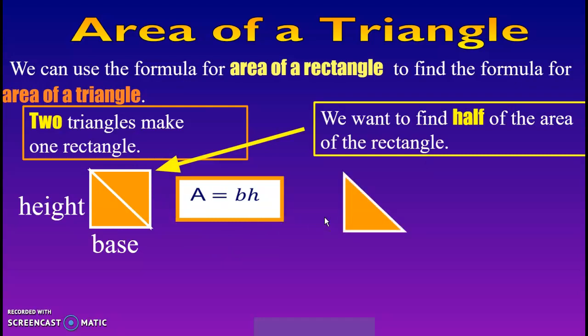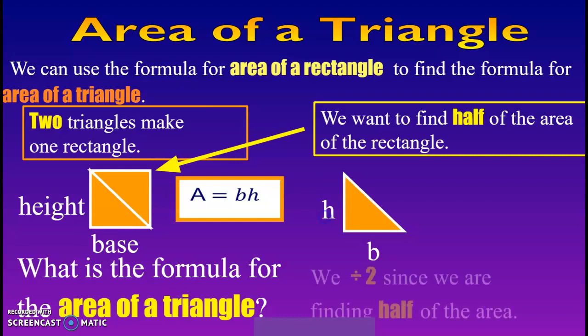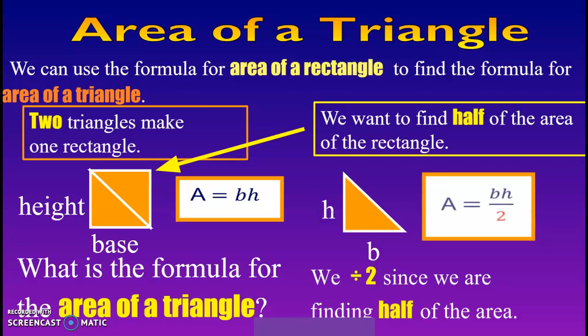So if I take that triangle and try to find the area, again, I'm going to need the base and the height. And then I need to think about the formula. What do you think the formula is for area of a triangle? Pause the video and come back when you have an answer. All right, the formula for area of a triangle would definitely be base times height divided by 2. That is because we're finding half of the area. So the actual area formula would be area equals base times height divided by 2.